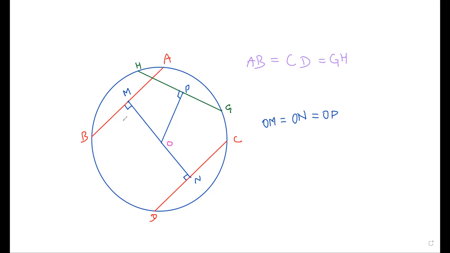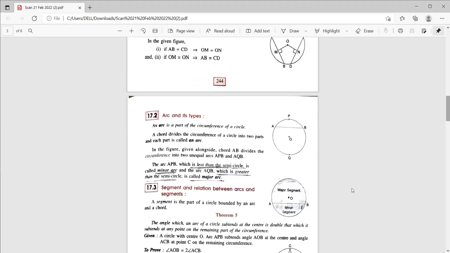Here we understood that if the chords are equal in length, then they are equidistant from the center of the circle. Very good. So here we have done that.